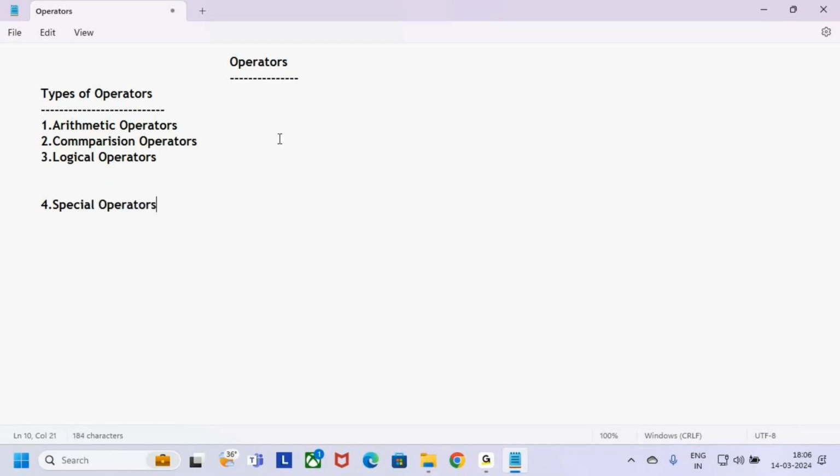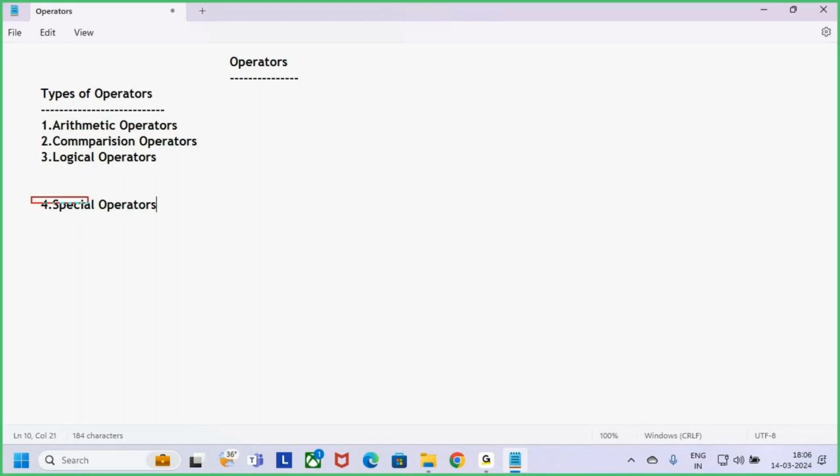We'll discuss these special operators in the coming classes, guys. Here we are not able to discuss this. In Power Apps, we'll discuss something called a gallery. When I'm discussing the galleries, at that time we'll discuss the different types of special operators and how to use them.